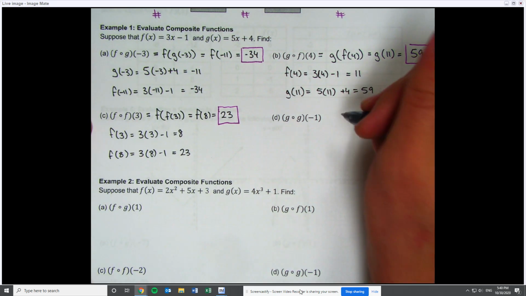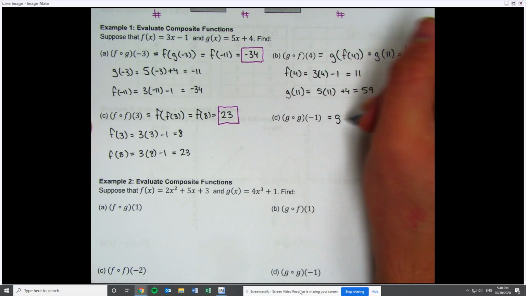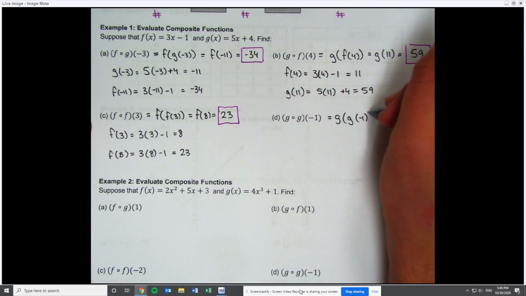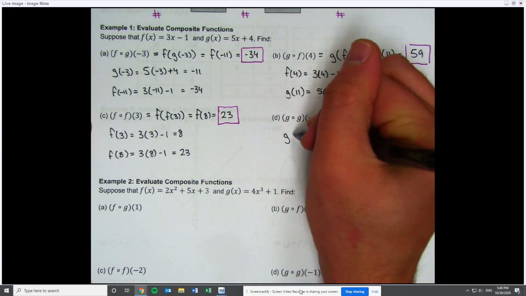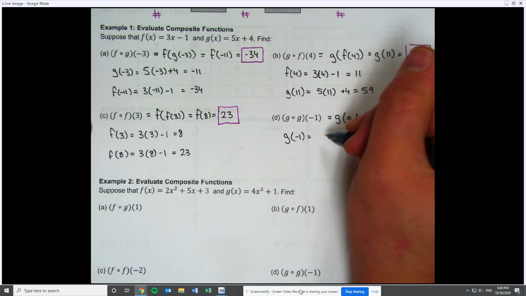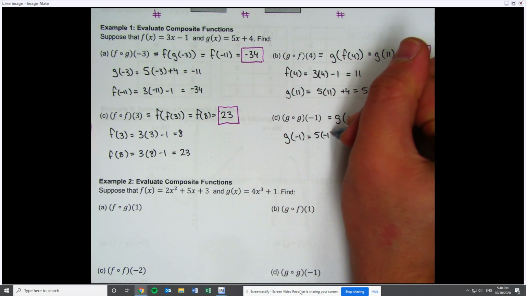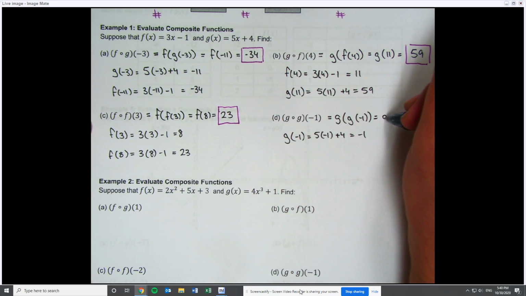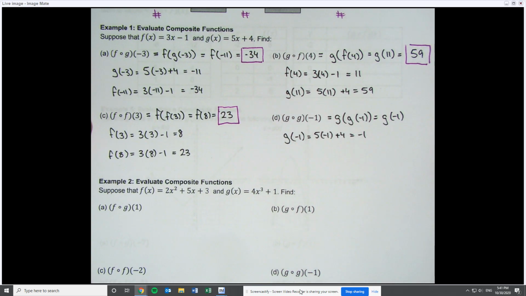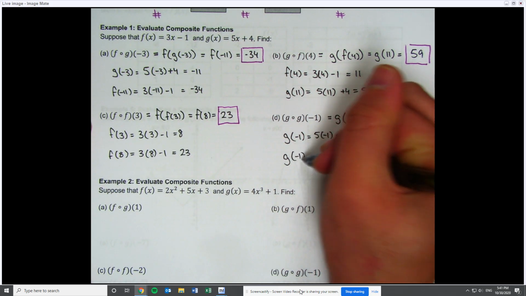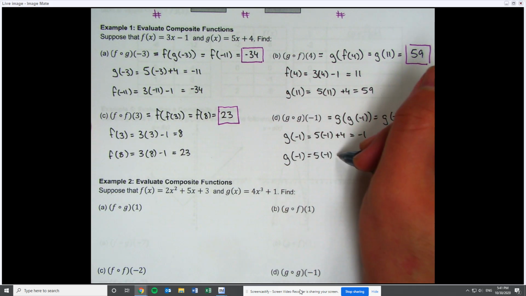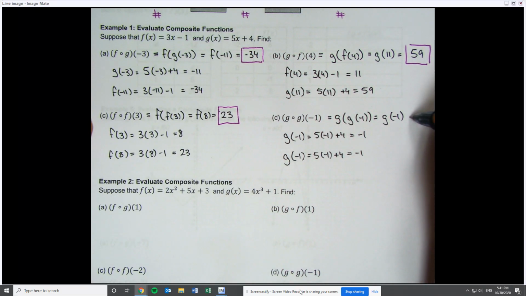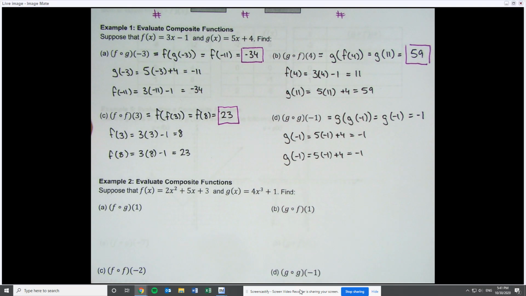And for the last one, rewriting it, I have g of g of negative 1. So starting here, I have g of negative 1. G of negative 1, I have 5 times negative 1 plus 4. That gives me negative 1. Now I have g of negative 1. That looks a little familiar. That's the same exact one as that. But just because I'm a completionist, I'm going to go ahead and write it down again. But if you already saw it's going to be the same thing, you could skip straight to the answer. All done.